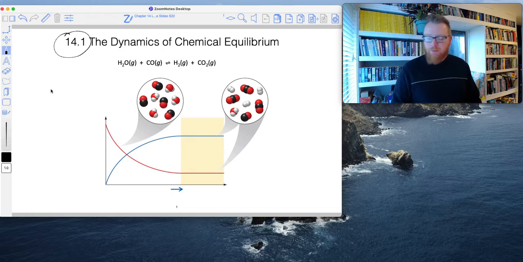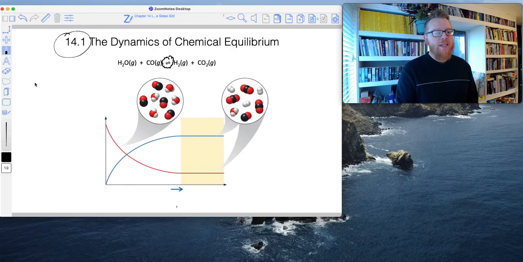Chemical equilibrium. So we'll start by talking about a fairly common reaction here. This is called the water-gas shift reaction. You don't need to know that. And you'll notice that we've got a new kind of arrow that you haven't seen before. Okay, so that's an equilibrium arrow.